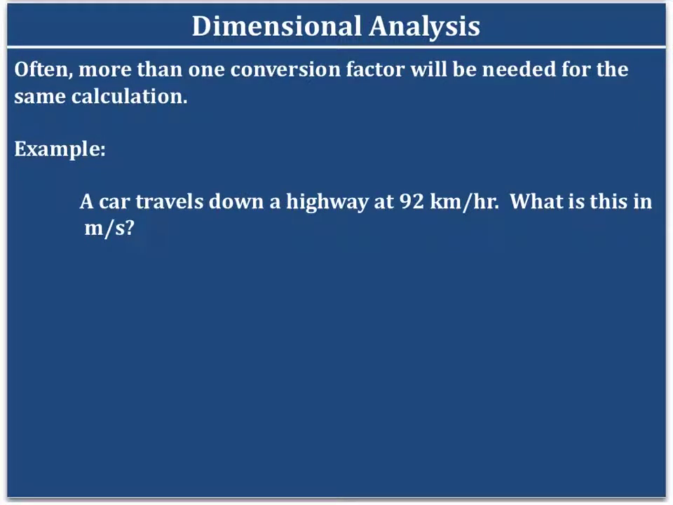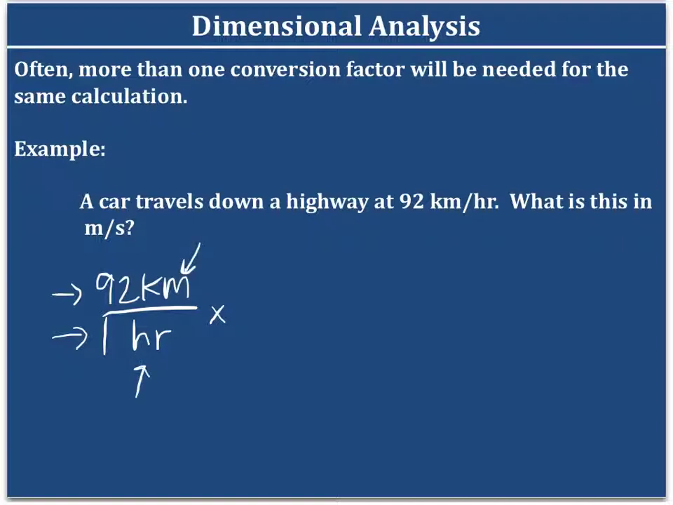All right, another example that has a slight twist to it, but it's still the same process. So we know that a car travels down a highway at a speed of 92 kilometers per hour. So notice what the difference is here. We have something on the top and the bottom of our fraction. But that's fine, we just do the same exact process. So we want to convert this into meters per second. So not only do we have to convert the kilometers, we also have to convert the hours.